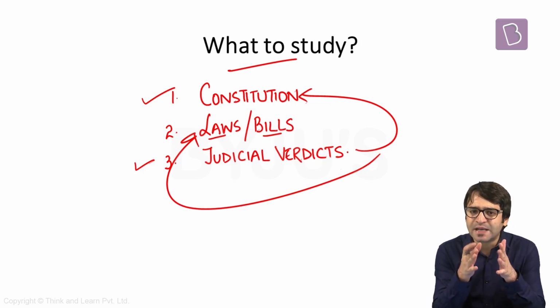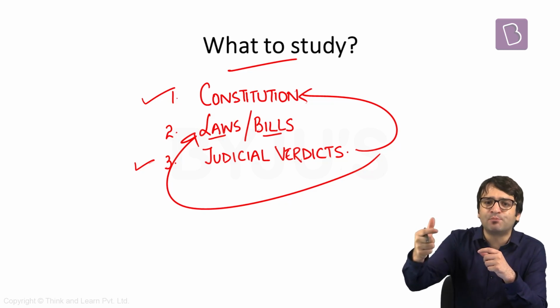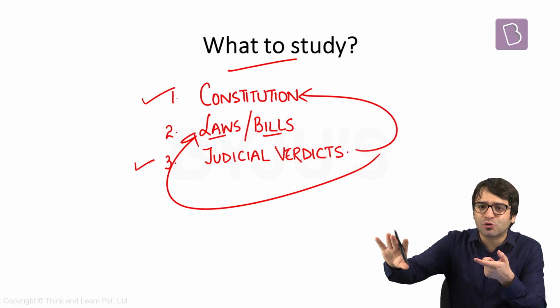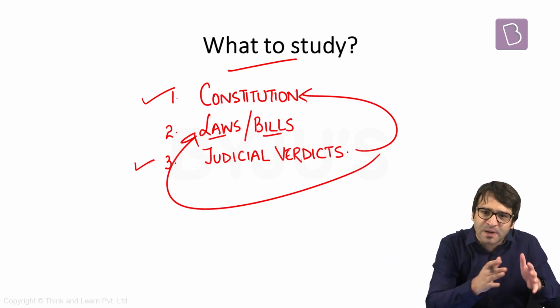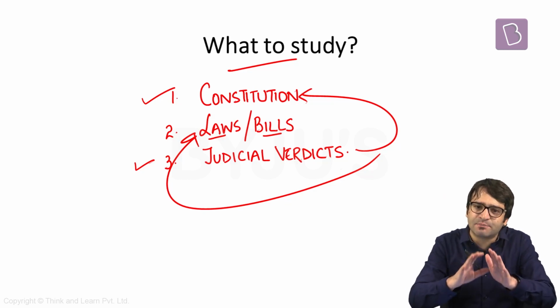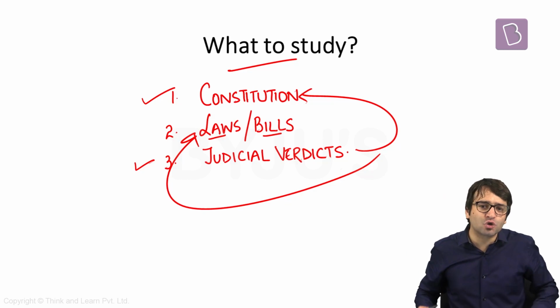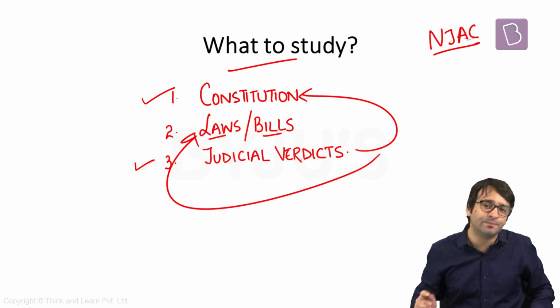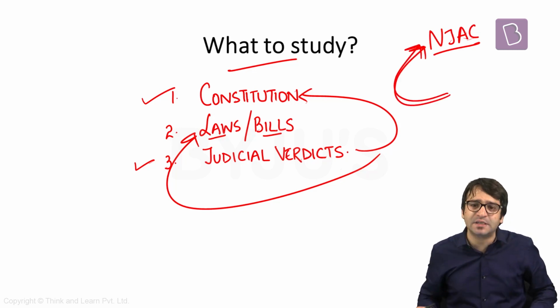That means when we look at important judicial verdicts, how do we determine what is important for this examination? If there is a judicial verdict related to the Constitution, if there is a judicial verdict related to the laws passed by the parliament, that becomes the subject matter of your examination. For example, few years ago, the Supreme Court said the National Judicial Appointments Commission is unconstitutional. There was a question asked by the UPSC on NJAC.